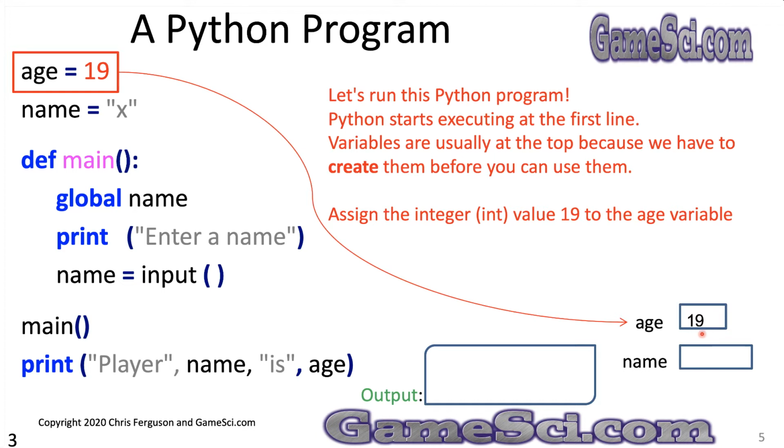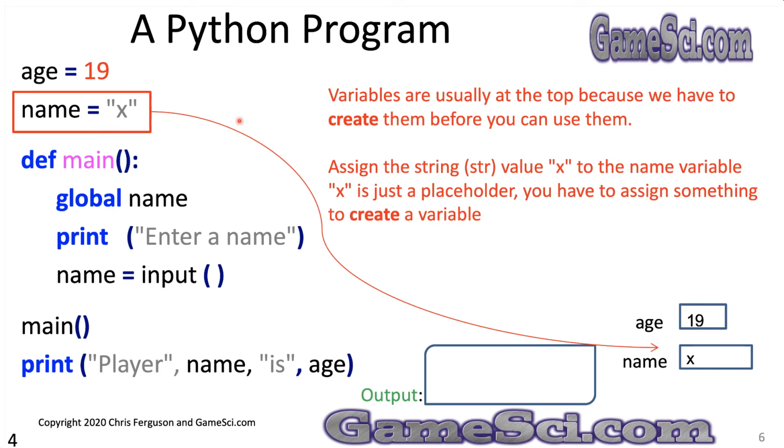Now everything in a computer is binary ones and zeros, so what's really being stored here is the binary representation of 19. Name equals X. Let's assign the string or str value X to the name variable. To be honest with you, X is just a placeholder. You have to assign something to create a variable, so I decided to put X in there just temporarily, and there's the X showing up in the name variable.